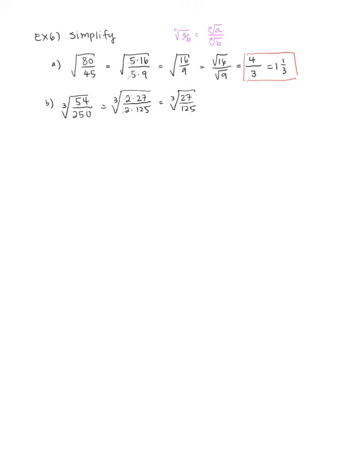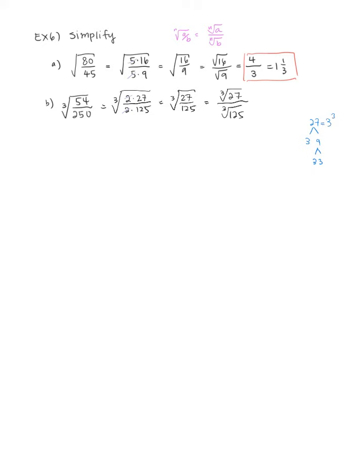Alright, so let me take a look at this. So we got cube root of 27, whole thing over cube root of 125. Okay, so I'm going to do the same thing. So if you can't think of the perfect cube, 27 is 3 times 9 and 3 times 3. So 27 is 3 to the third. Yay, that's a perfect cube.